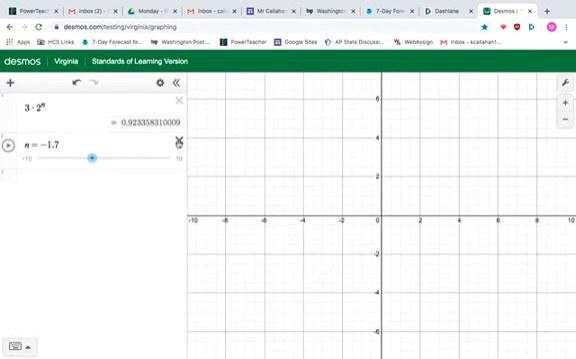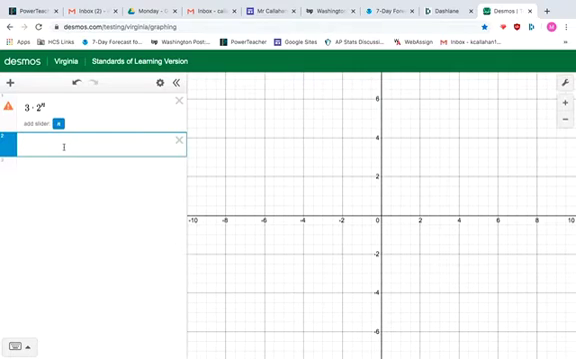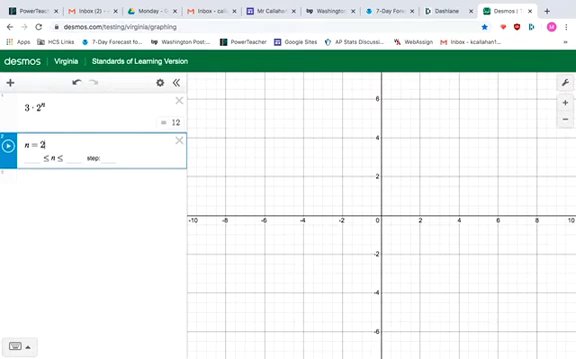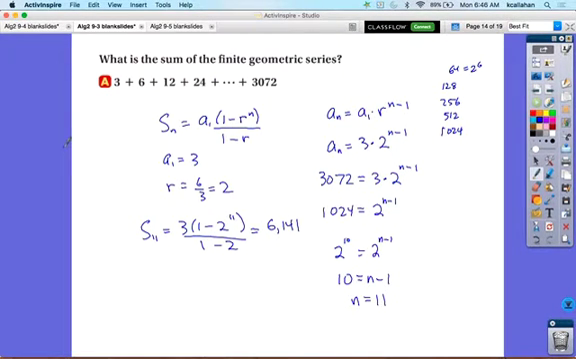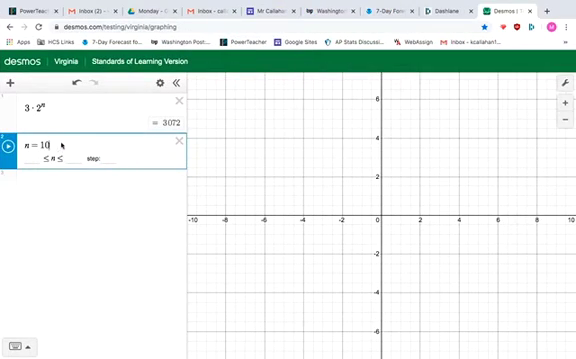Yeah, not happy with that. What if I say n equals 2? So you see how I can just play around with that? If I put in the 3 times 2 to the n, I can say 2, that didn't work. 3, oops. That didn't work. How about guess 7? That didn't work. How about 9? That didn't work. We're looking for 3,072. So we try 10.